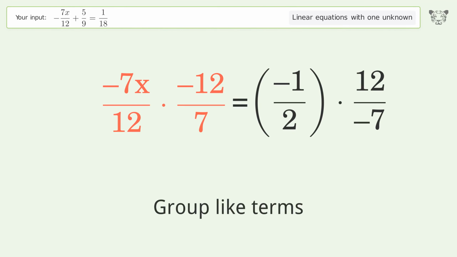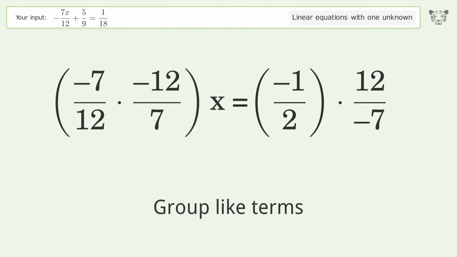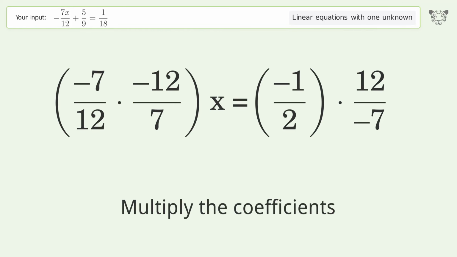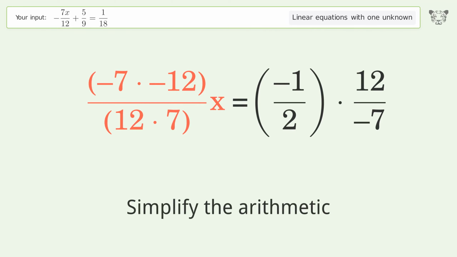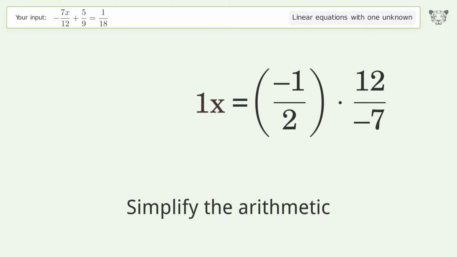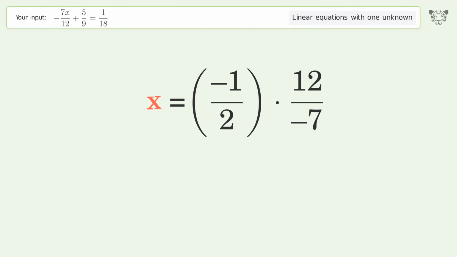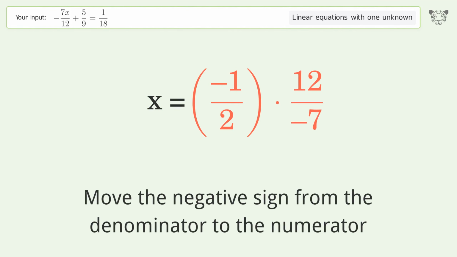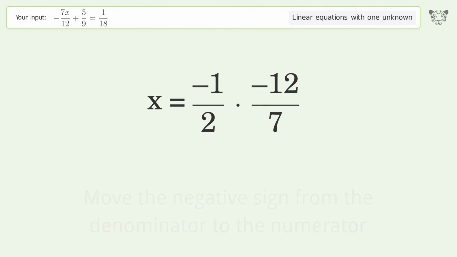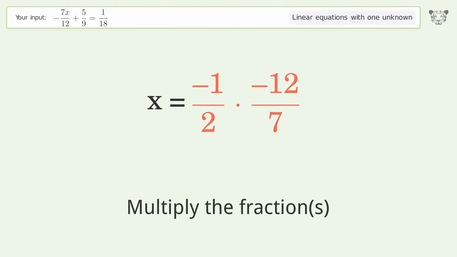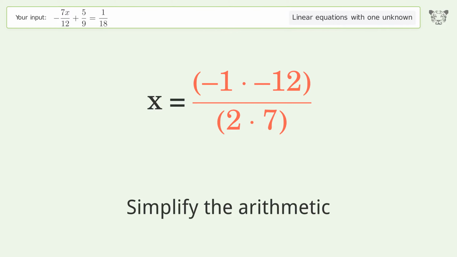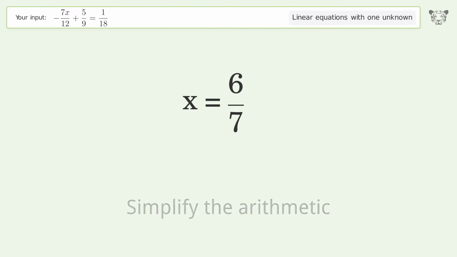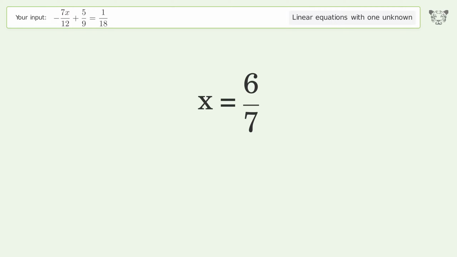Group like terms. Multiply the coefficients. Simplify the arithmetic. Move the negative sign from the denominator to the numerator. Multiply the fractions. Simplify the arithmetic. And so the final result is x equals 6/7.